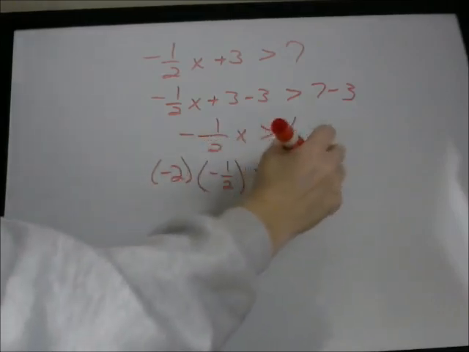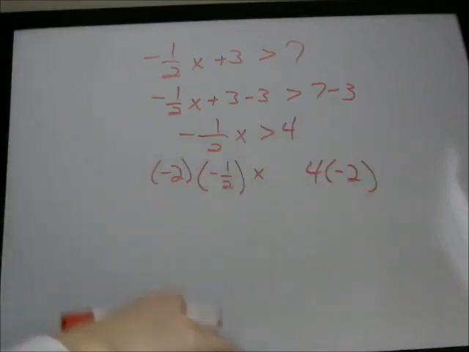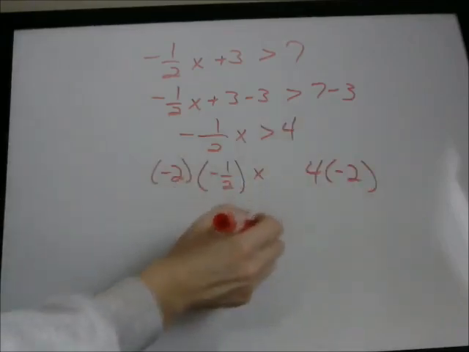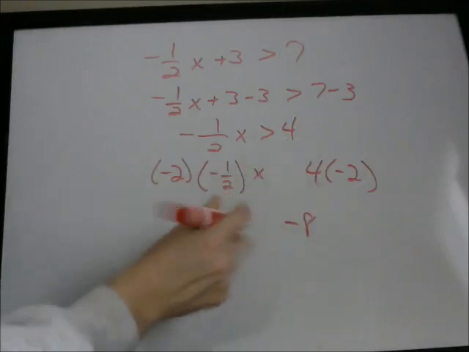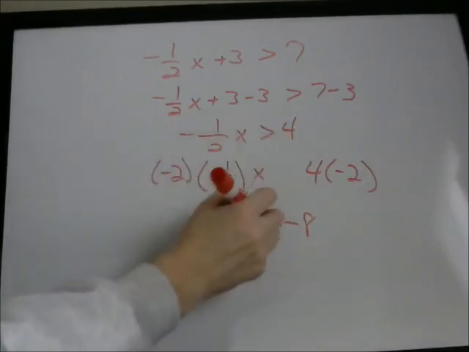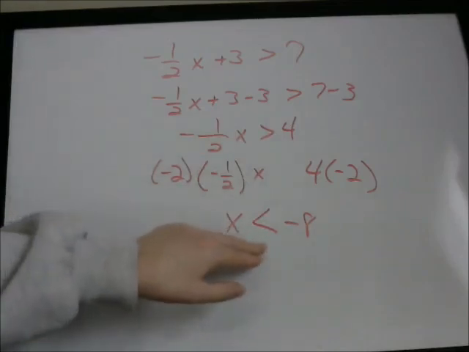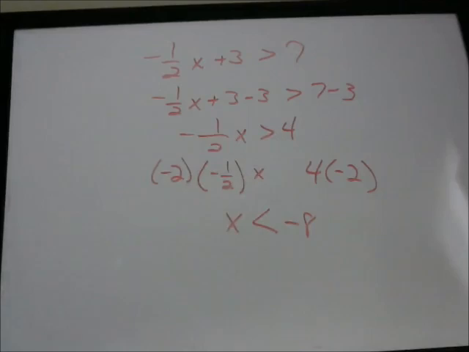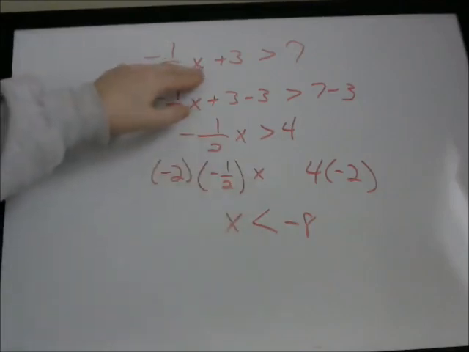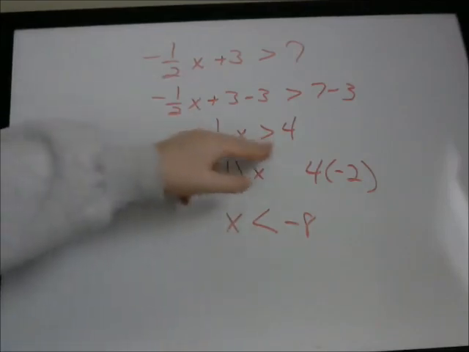If we multiply by negative 2 on one side, we have to do it on the other side. We have to multiply the other side by negative 2. So those cancel, and we end up with x on one side, negative 8 on the other side. But we multiplied by a negative number, so we have to switch that sign. So the answer is x is less than negative 8. So negative 9, negative 10, negative 11, all of those numbers will work to make that inequality true. So the key is, if you multiply or divide by a negative number, you have to switch the sign.